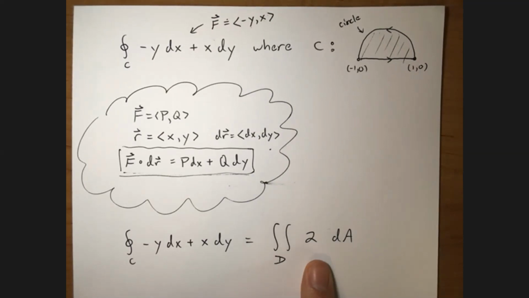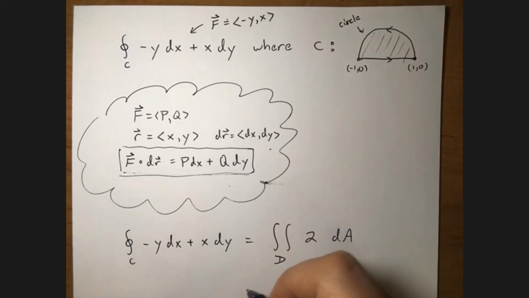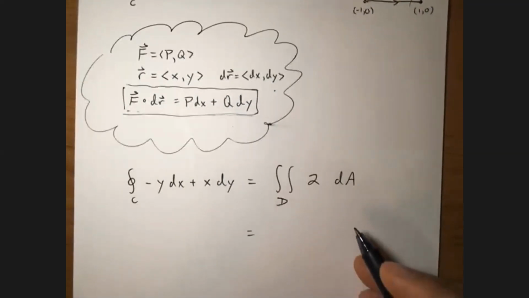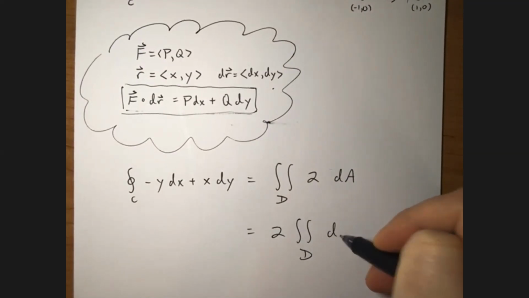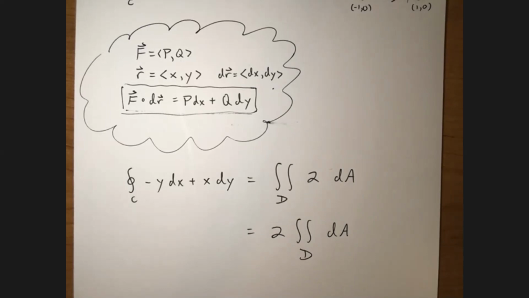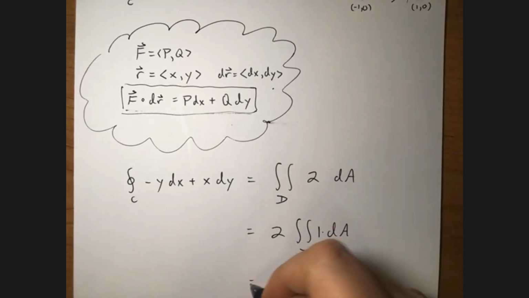Now this area integral is super simple. Whenever you're dealing with something like a circle, you should stop immediately and think, is there an easier way to do this? All I have here is a constant. If I pull that constant out, I have this. This is just integrating the function 1, which gives me the area of the region. Once I know that, I know the answer.